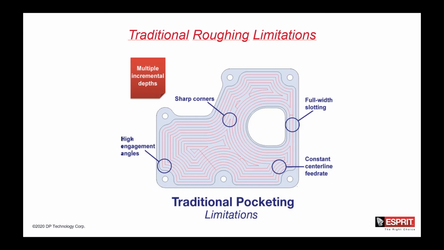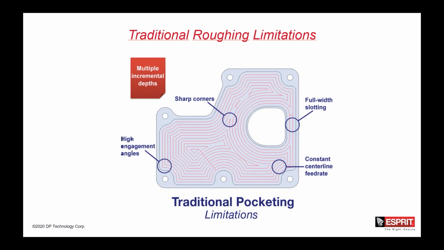Traditional toolpaths calculate the feed rate based on the center line of the tool. When cutting in a linear tool direction, the feed rate at the cutting edge and center line are identical. With circular tool movement, however, this is not the case.